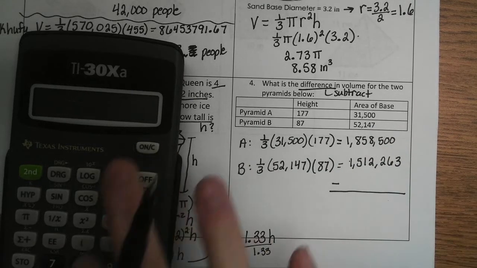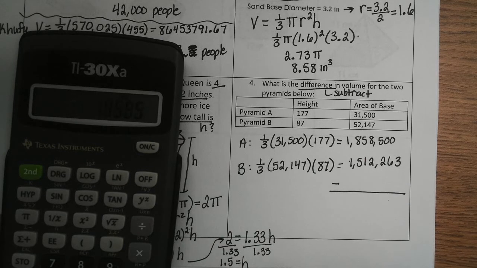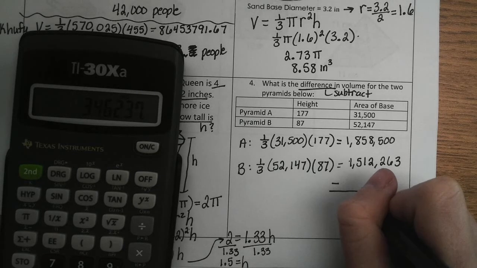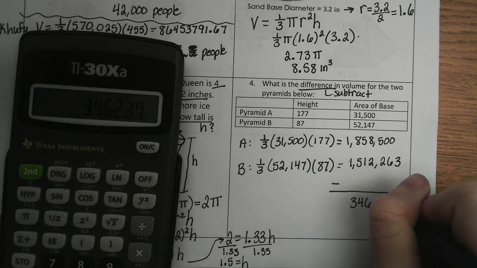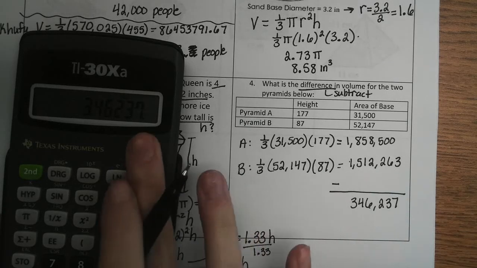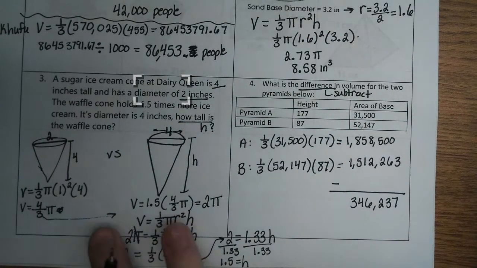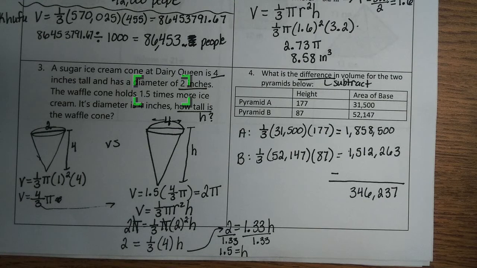Subtract the 2 to find the difference. And you get 346,237. And that is it for the volume. We're going to move on to surface area on the next page now.